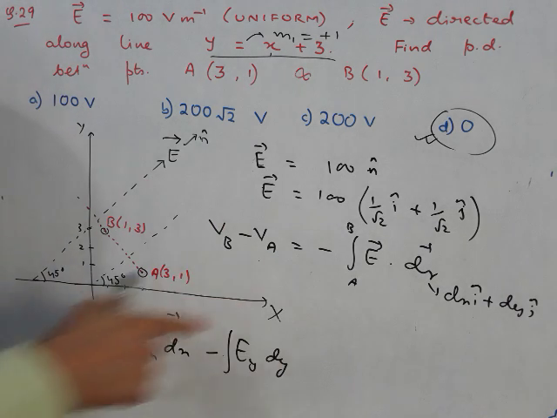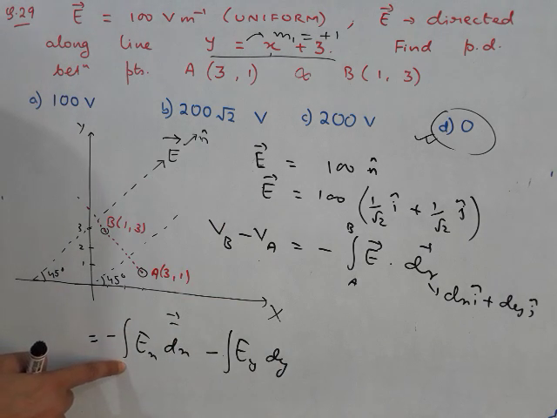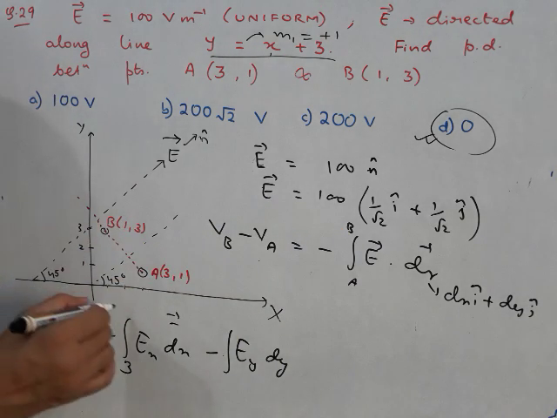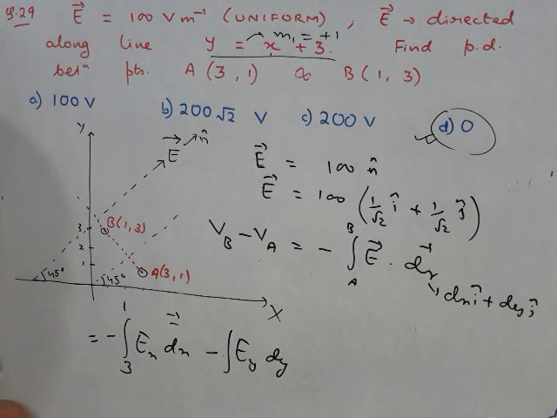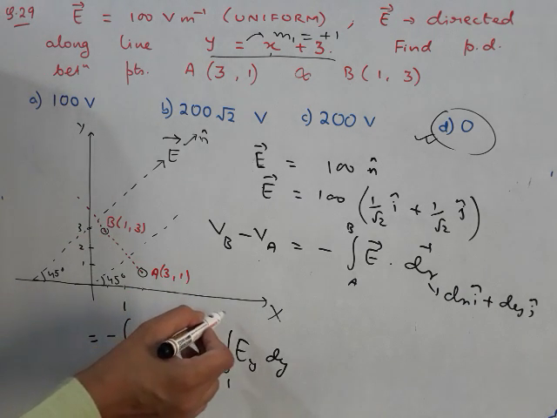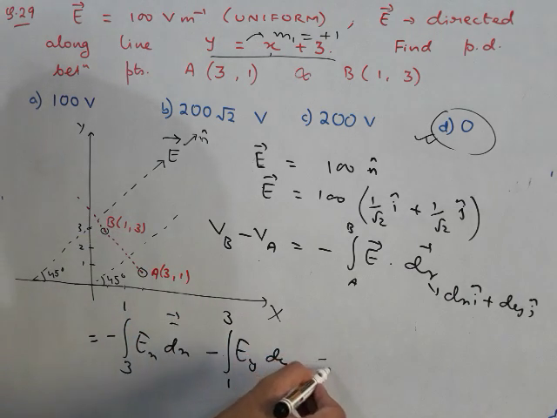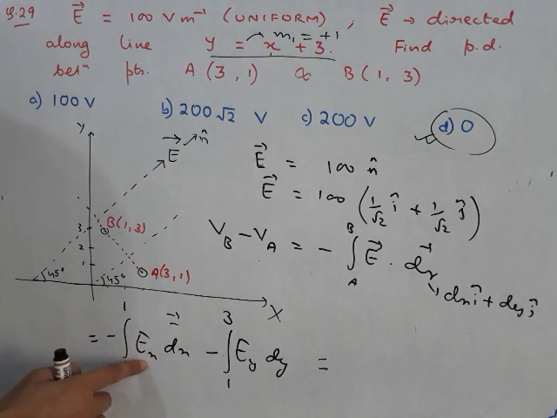Now A to B, at A what is the value of x? At A the value of x is 3. Then at B what is the value of x? 1. In this way we have to choose the limits. Here the variable is y. A to B we have to go. At A what is the value of y? You can see 1. And at B what is the value of y? It is 3.